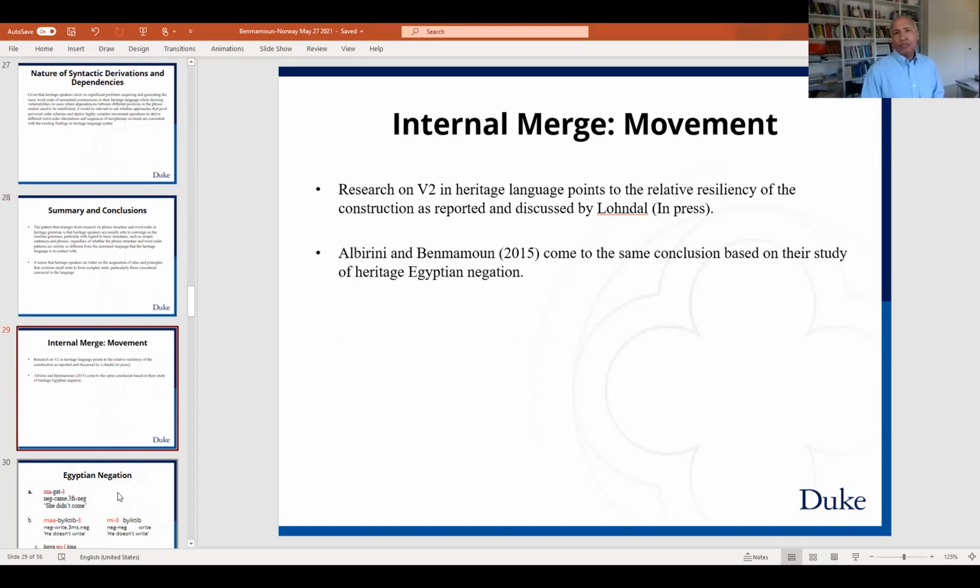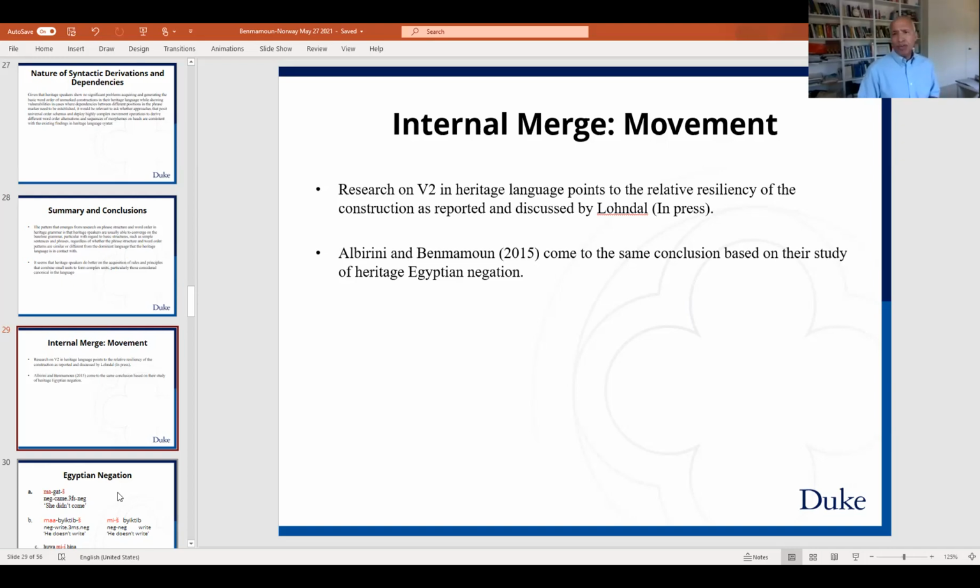Okay, internal merge, movement, and I'll try to move very quickly here. And I really recommend a paper by London here. He's in the seminar here, and he can shed more light on this. But when you look at movement, this is a chapter, this is that paper that I mentioned, in the volume edited by Polinsky and Sylvina Montrul on heritage languages. And some of the stuff that I'm talking about here is going to be in a chapter in that volume.